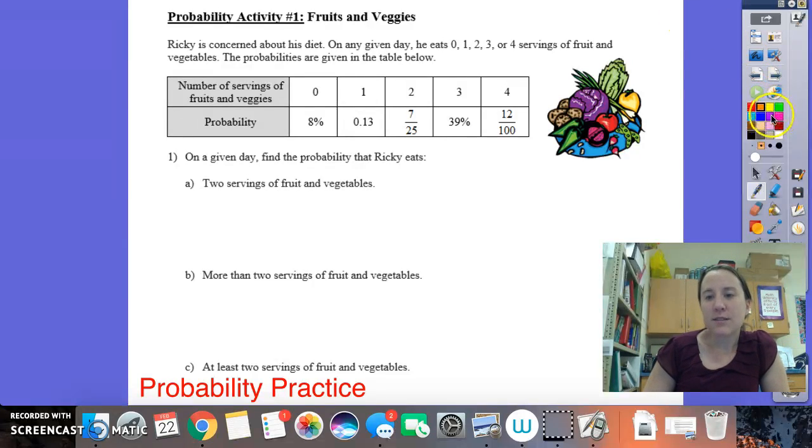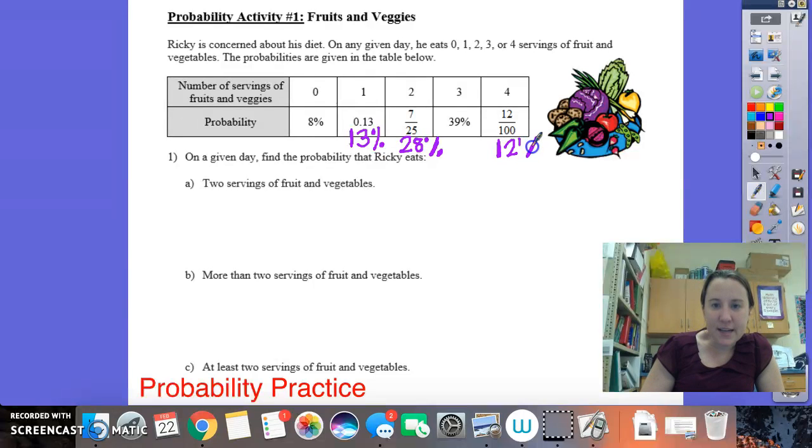Now for me, as soon as I see that there are different representations of numbers in my table, I try to fix that. And I'm going to change these all to percents. You could change them all to decimals, and if you were really ambitious, you could change them all to fractions, except then you need to work with a common denominator. So this 0.13, I would write as 13%. The 7 over 25 is 28%. As a decimal, it would be 0.28. And then 12 over 100, it's already out of 100, that's 12%.